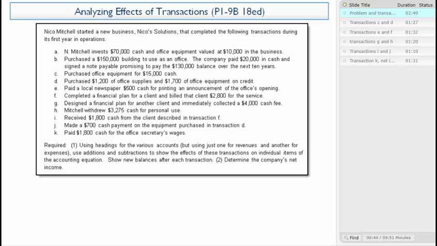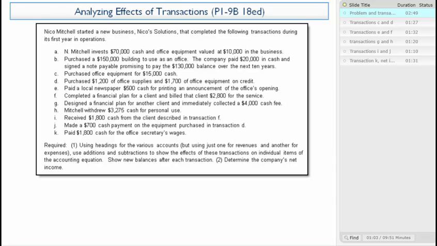Now, sliding down to the requirements, Requirement 1 says, using headings for the various accounts, but using just one for revenues and another for expenses, use additions and subtractions to show the effects of these transactions on individual items of the accounting equation. Show new balances after each transaction. And Part 2 says determine the company's net income.